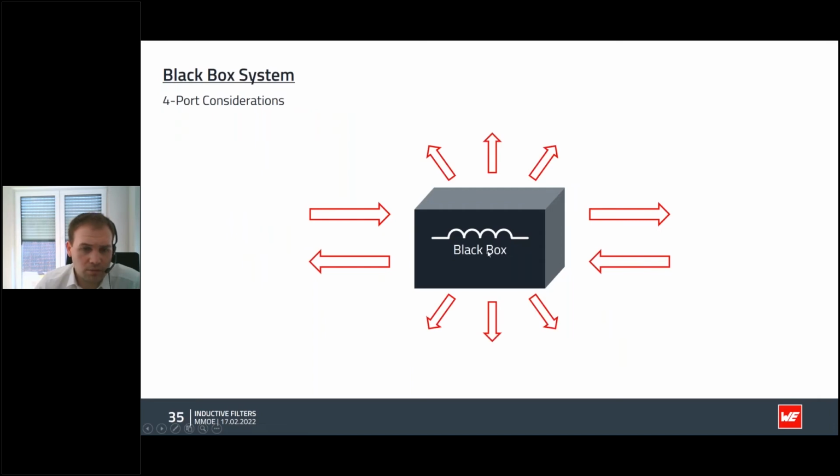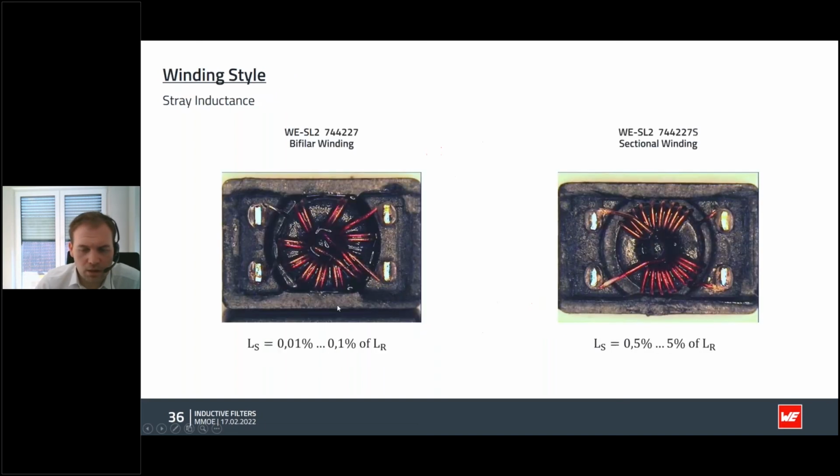Yeah, so going back to our black box system, even for the differential mode signal, we will have at least some attenuation of the differential mode signal and some impact on our signal integrity. We can do some constructional tricks to the common mode choke to reduce this influence of the stray inductance. And this is the bifilar winding in contrast to the sectional winding.